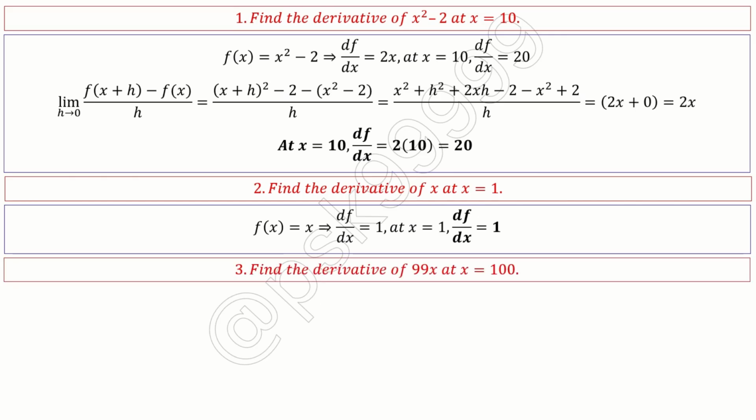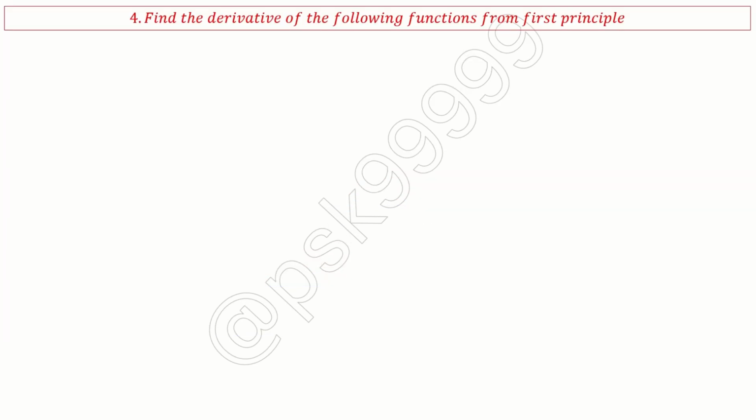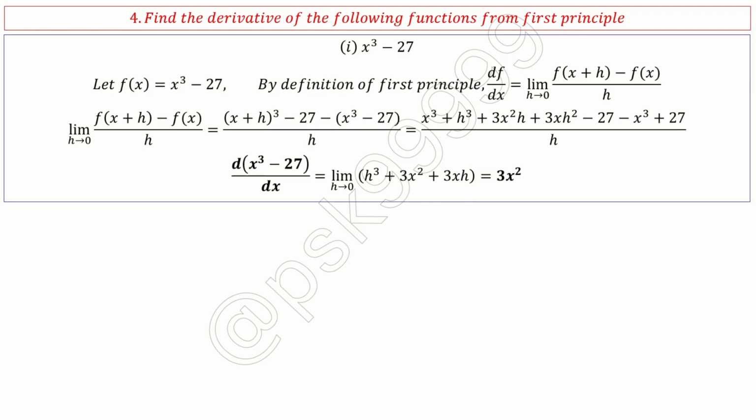Similarly, for the derivative of 99x at x equal to 100, the derivative of 99x is nothing but 99. So at x equal to 100 or 1000 or 1 or 2, whatever value you take, it is still df by dx equal to 99. Next. Find the derivative of the following functions from the first principle. In this case we have to use the first principle just to understand how to use it. So do it carefully.